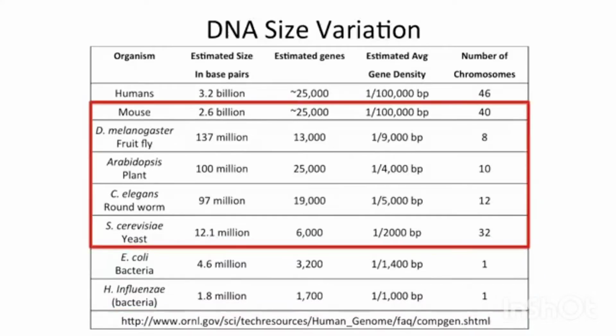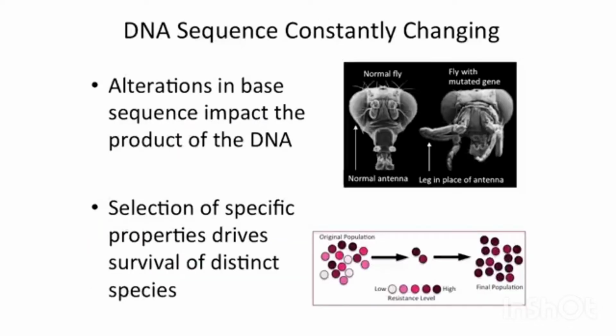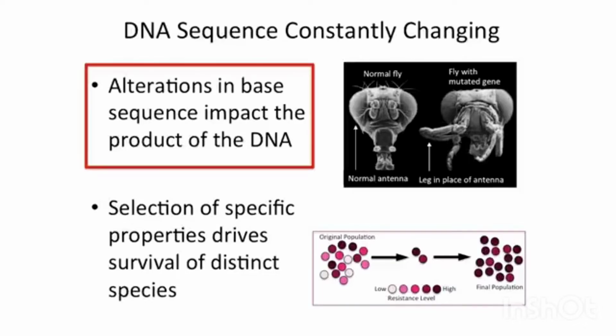In this middle range, there's tremendous variety in the number of chromosomes and in DNA size. Again, humans don't have the largest DNA, and we also don't have the most number of chromosomes. But our DNA sequence is constantly changing. We'll see when we talk about DNA repair that the sequence must constantly be maintained. Alterations in the base sequence can impact the protein that it produces.